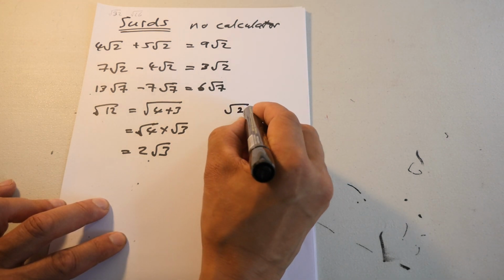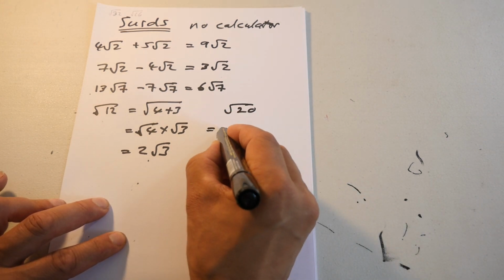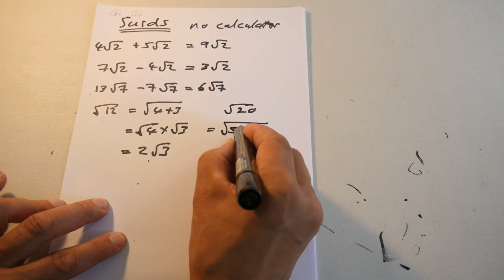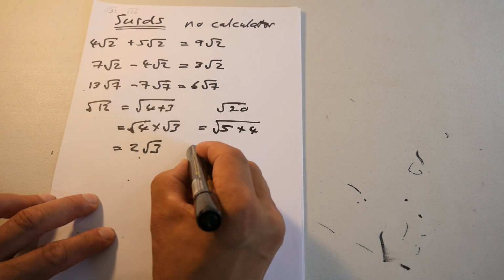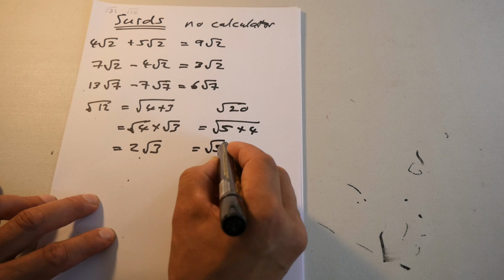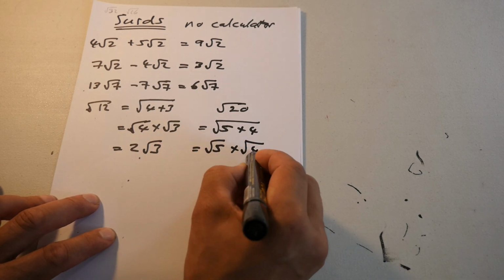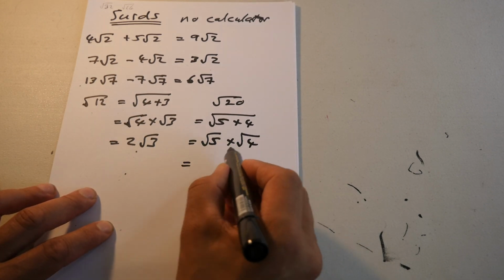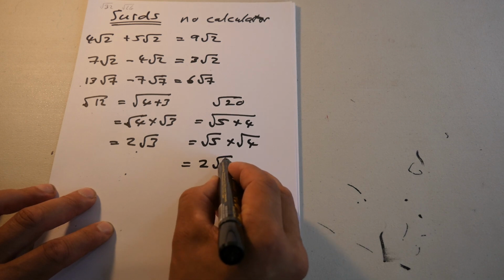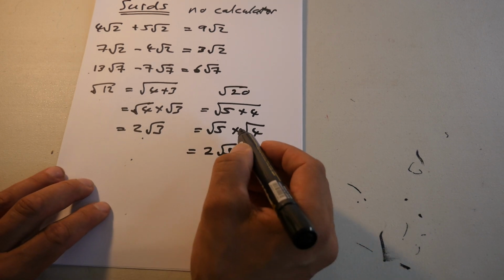Square root of 20, okay, equals square root of 5 times 4, which equals the square root of 5 times the square root of 4. Square root of 4 is 2, so it equals 2 root 5, okay.